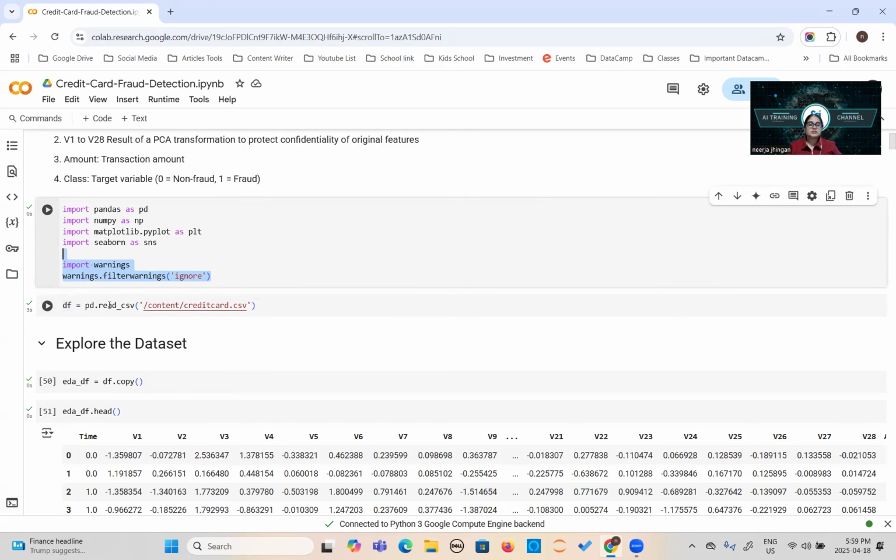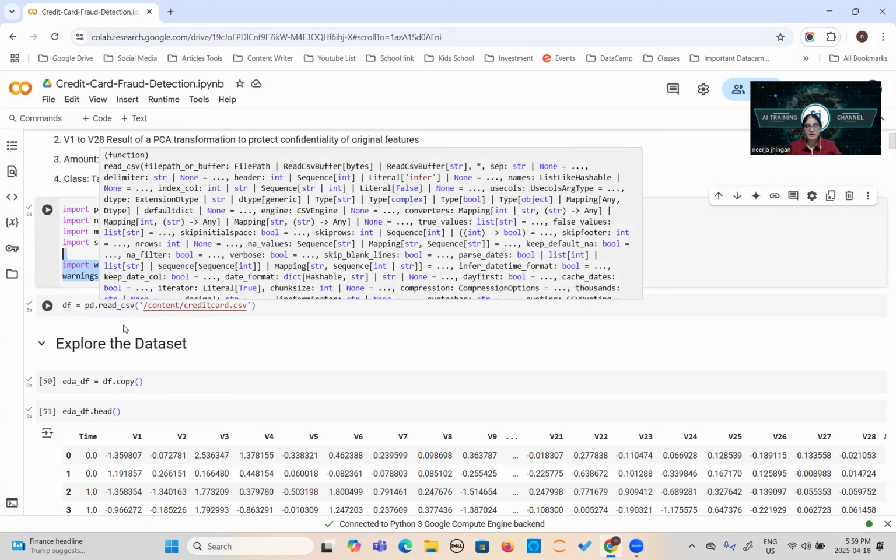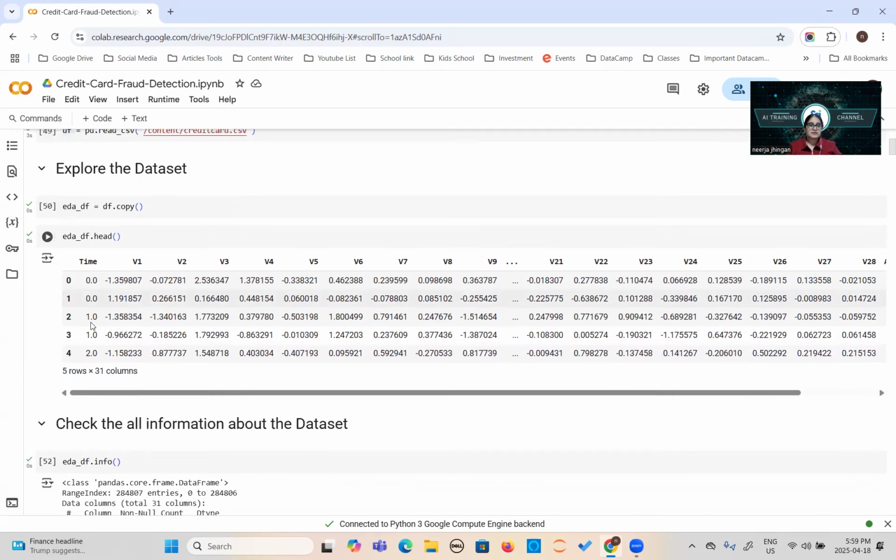So we are using the read underscore CSV function, and then we are creating the data frame. Look at this. First, we will explore the data set. Okay, now I am making a copy. Why? To avoid data leakage, number 1. Number 2, so I can preserve the original data set copy.